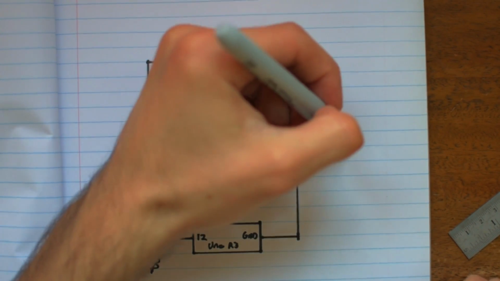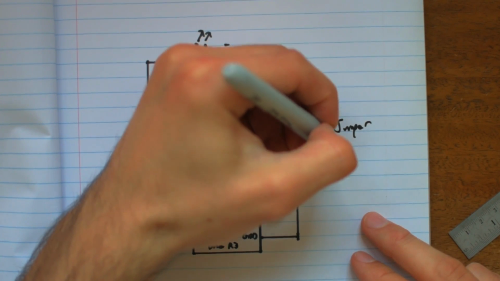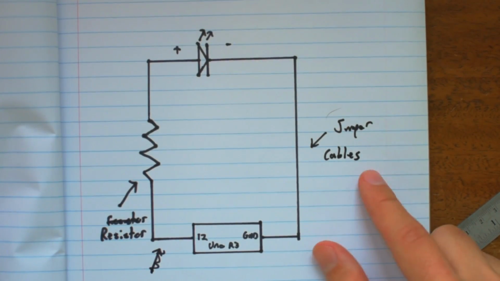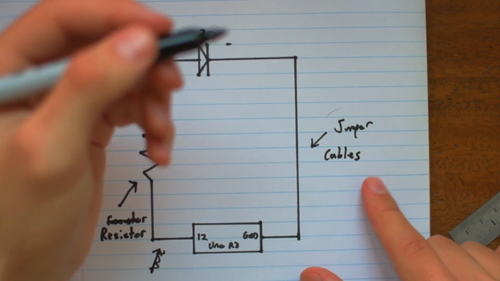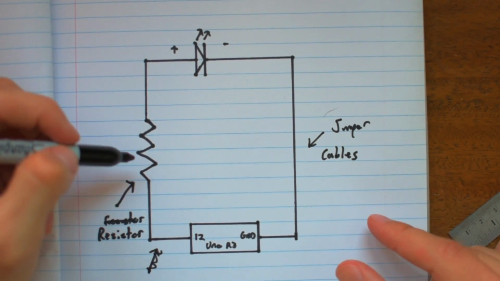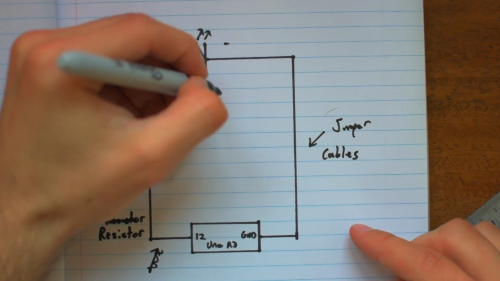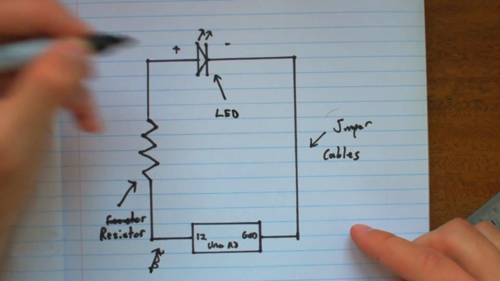Then any straight line that you see in a circuit diagram is just whatever is conducting or transferring the electricity between the components. So here we've got the jumper cables that go between the Uno R3 and the breadboard, as well as all the metal contacts that are in the breadboard itself. Then up here, this funky looking arrow is the LED.